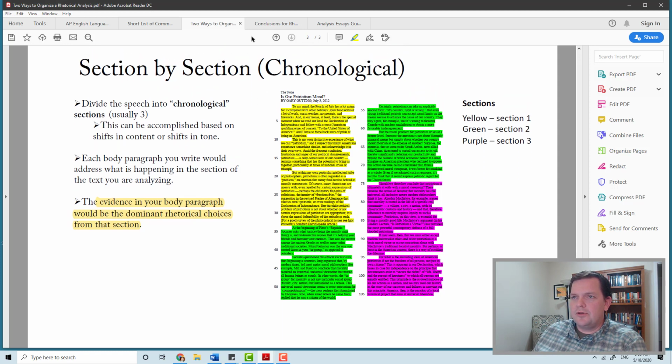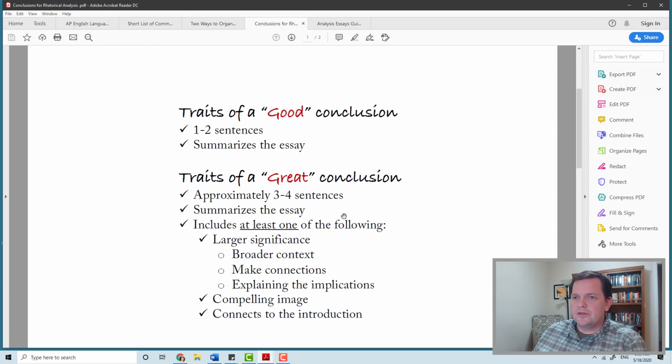Now, let me talk a little bit about conclusions, because I think conclusions are the hardest part of an essay to write well. We often spend a lot of time talking about introductions, and those are important and good, but conclusions tend to be overlooked. And that's to the detriment of the writing.